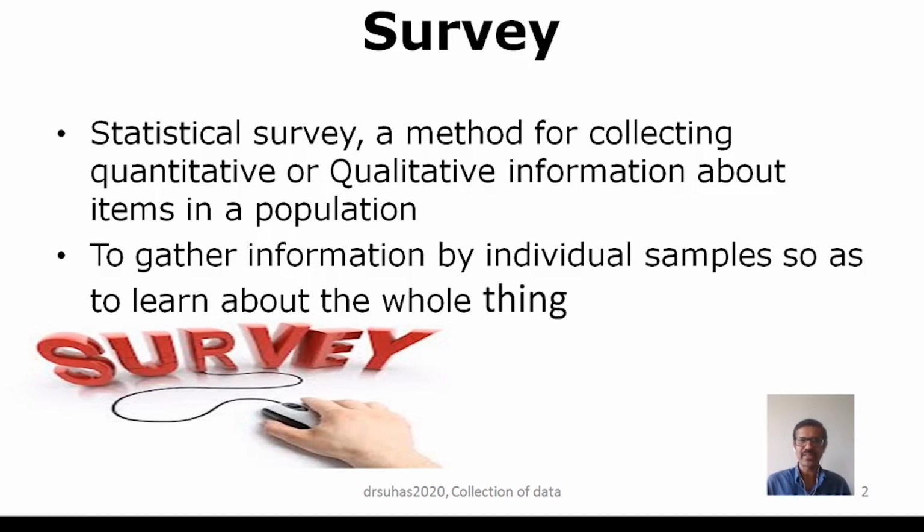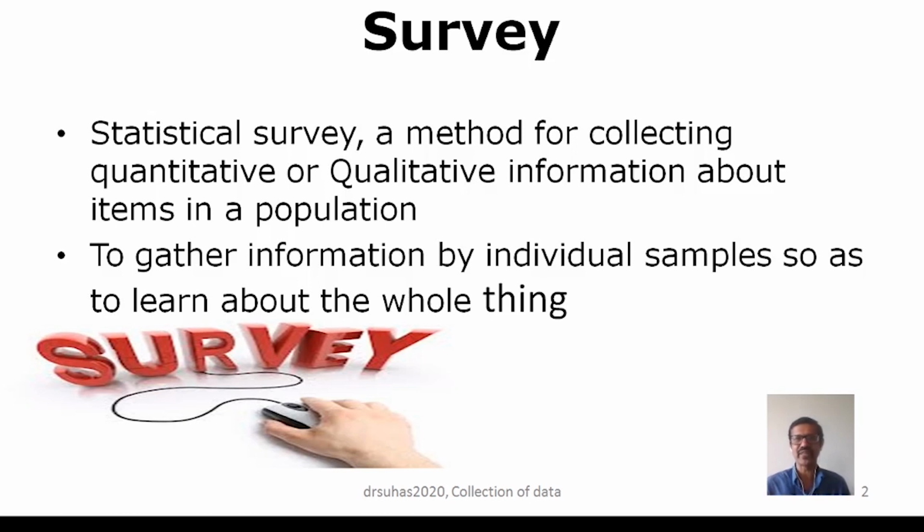One of the most frequent methods utilized for multiple collection methods is the survey method. A statistical survey is a method for collecting either quantitative or qualitative information about the items in a population. By doing the survey, one can collect quantitative data, which could be numerical, like age, height, the number of people in the family, etc. Or it could be qualitative information like gender, occupation, socioeconomic status, etc. It gathers information from individual samples so as to learn about the whole.